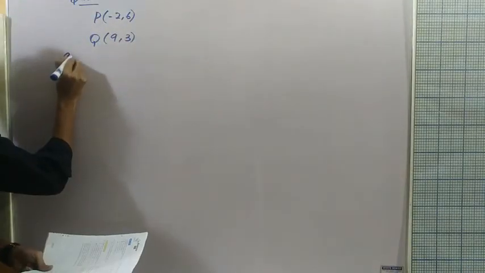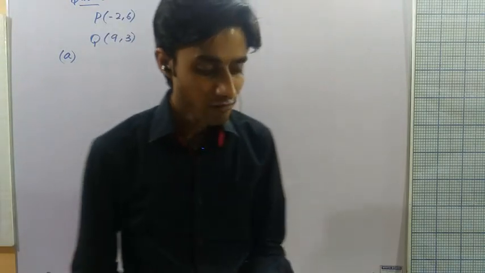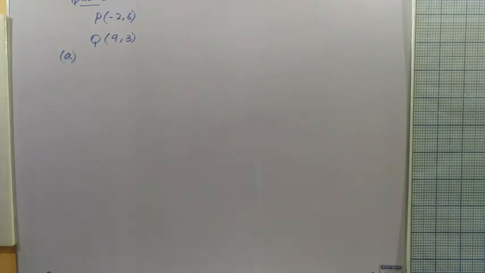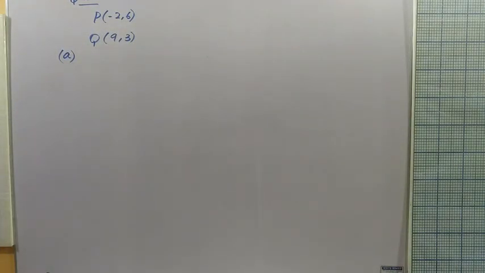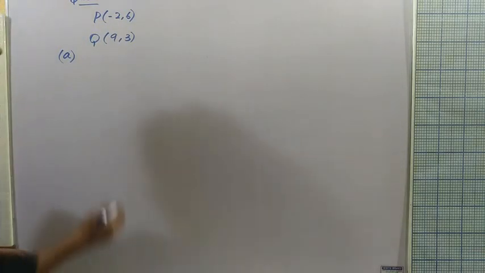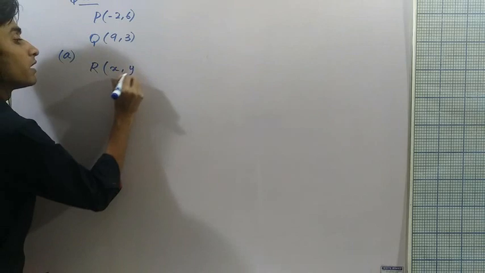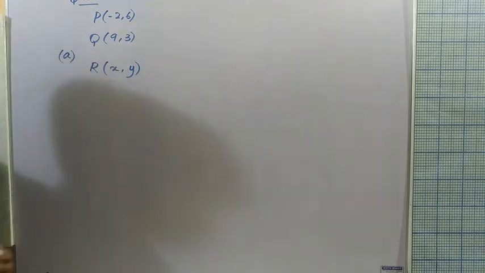In part A, they are asking you to find out the coordinates of the point R. There is another point R that lies on the y-axis such that PR is equal to QR. So, in this case, they have given you 2 points which are completely known. Then they are saying there is another point R which is lying on the axis of Y. Since it's an unknown point right now, I can just write for the time being that R is x comma y.